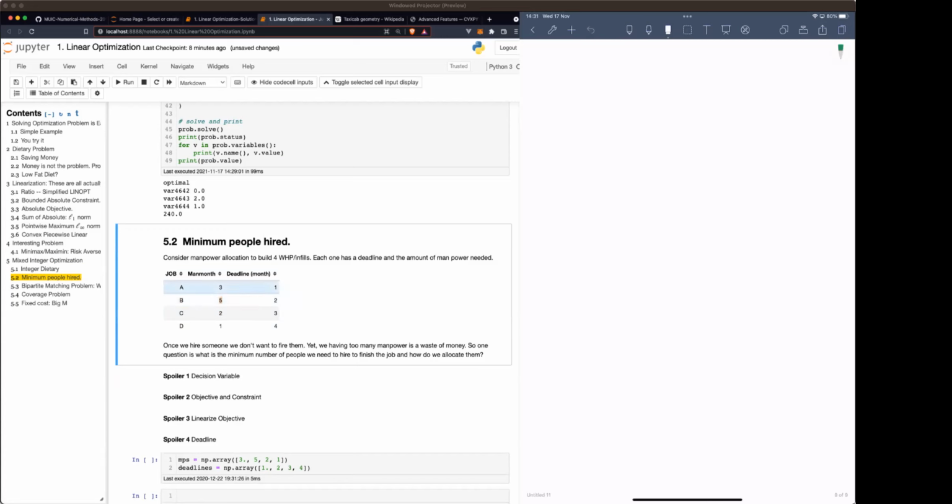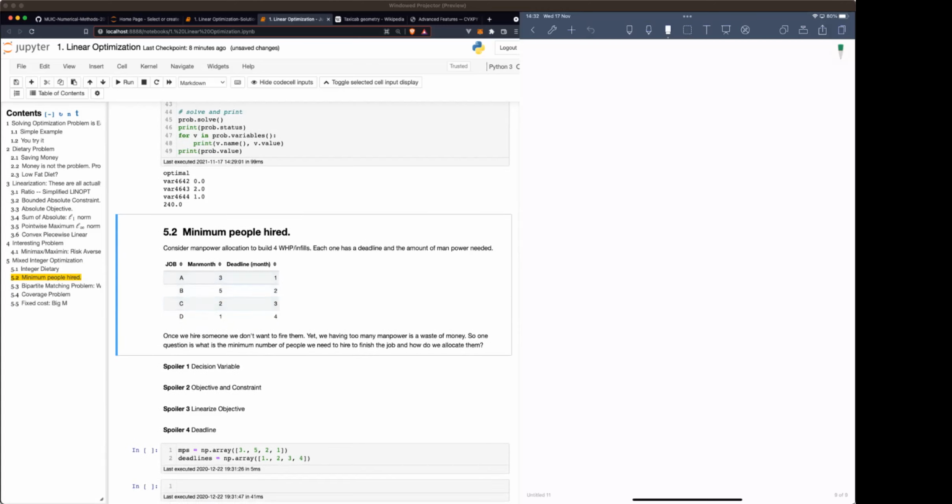So for example, it is clear for A, because it requires 3 man-months and the deadline is 1 month, that means you need to hire 3 people for sure. But for this one, you can hire 2 people if you like. So the thing is, you want to hire people, but you don't want to fire people, because if you hire and fire them, you need to pay a whole bunch of fines.